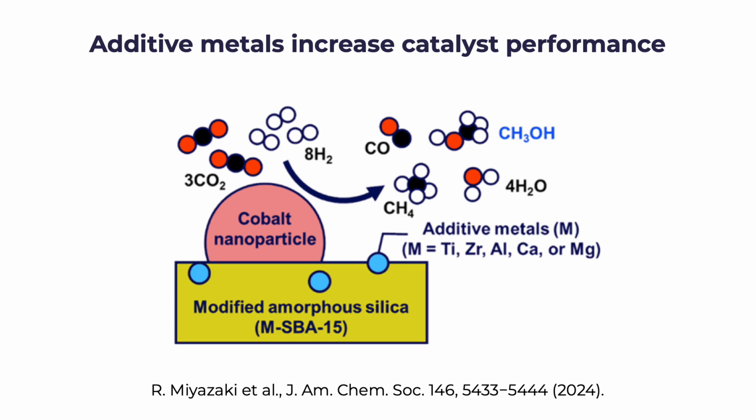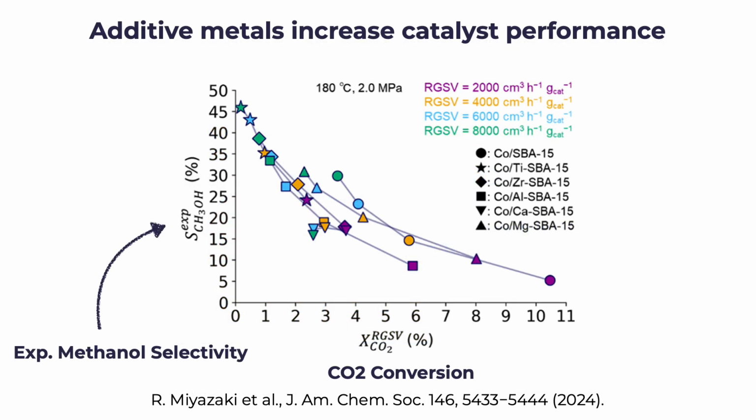The researchers found that cobalt nanoparticles on silica supports modified with different metals, such as titanium, aluminum, or magnesium, show varying performance. Specifically, they discovered that the titanium-modified support yielded the highest concentration of valuable products like formate and acetate. But what's most interesting is that the most active catalysts are not necessarily the most selective ones.